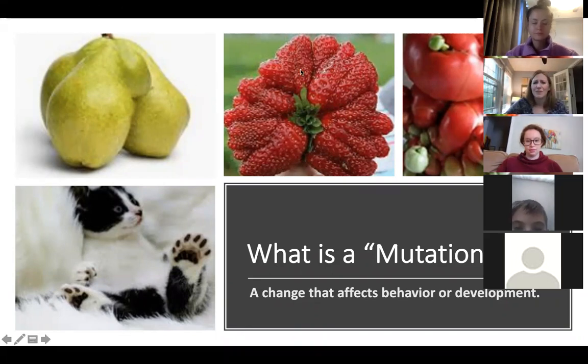Okay, look at this piece of strawberry. My goodness, that's not typical, right? This is a pear. And then what's the mutation in this kitten? What do you see? There are more fingers. More fingers, exactly. And so mutations can happen in plants, animals, people, and viruses.